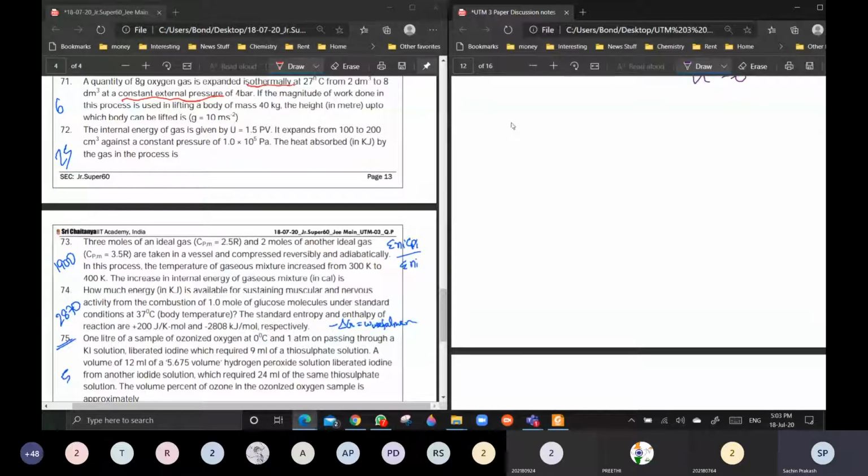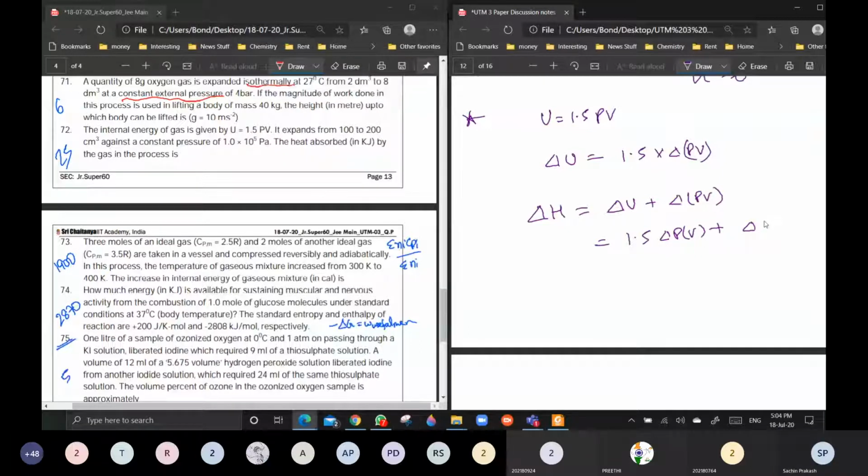So you see, here it is not given that the gas is an ideal gas. It is only given that U is equal to 1.5 PV. Okay. So I can say that delta U is equal to 1.5 into delta PV. Now you see, delta H is equal to delta U plus delta PV. This is equal to 1.5 delta PV plus delta PV, 2.5 into delta PV. Okay.